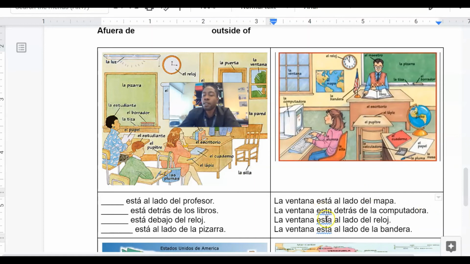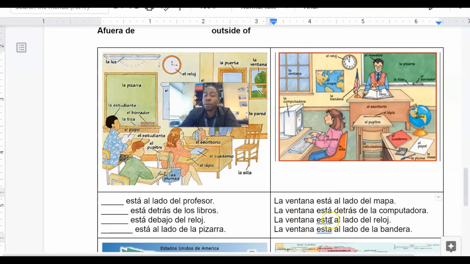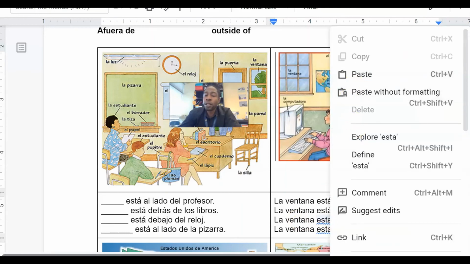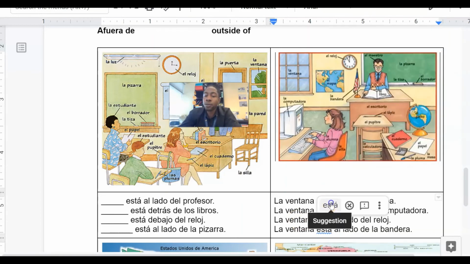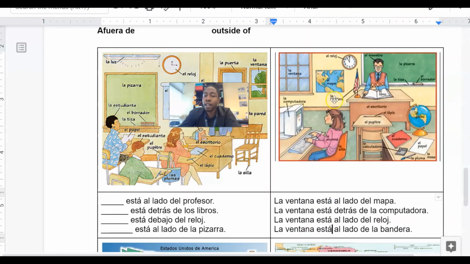So from this, if we were guessing, we would try and figure out which one is behind the computer, but also next to the map, next to the clock, and next to the flag. La bandera, el mapa, y el reloj. Only thing that is next to all three of these is either el maestro or la pizarra, or we could say la ventana because it's the only one that's behind the computer.